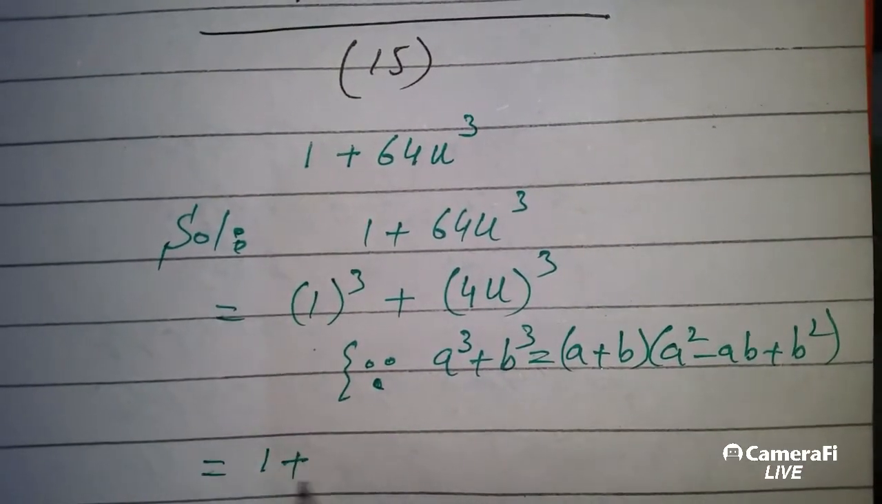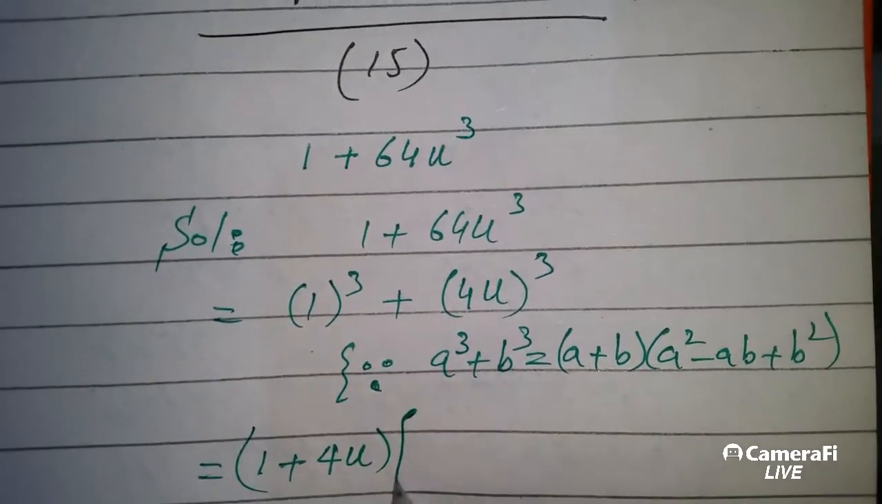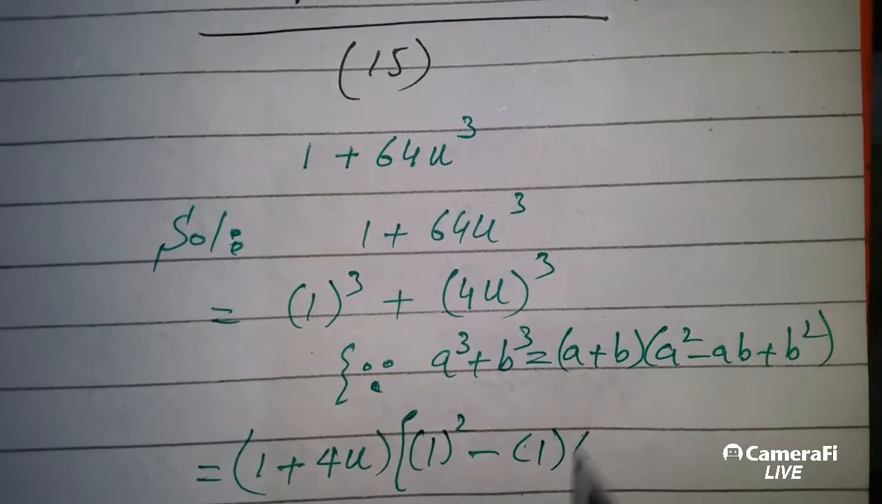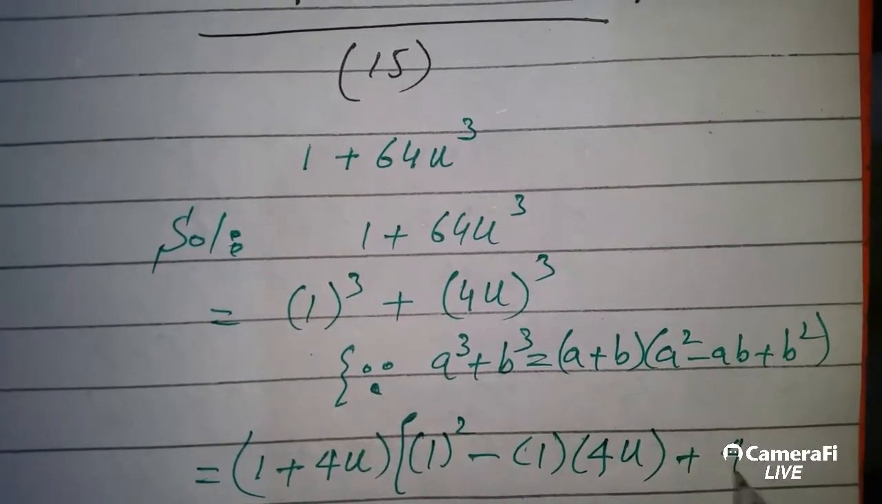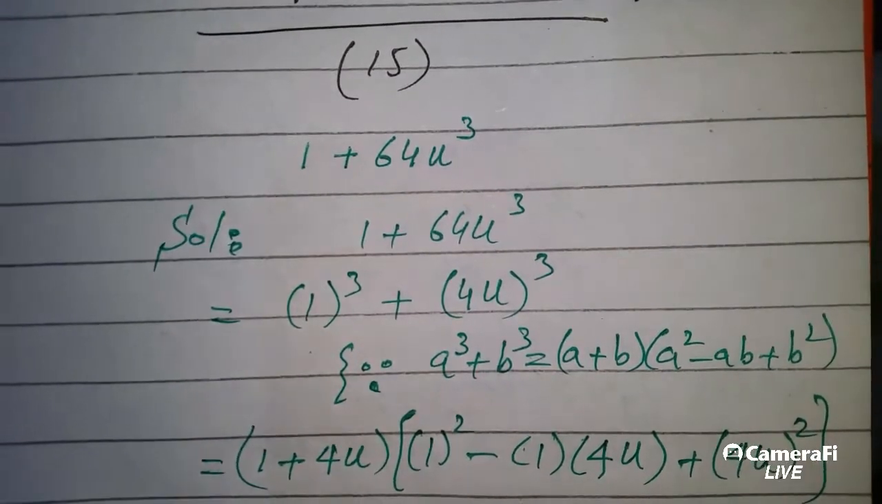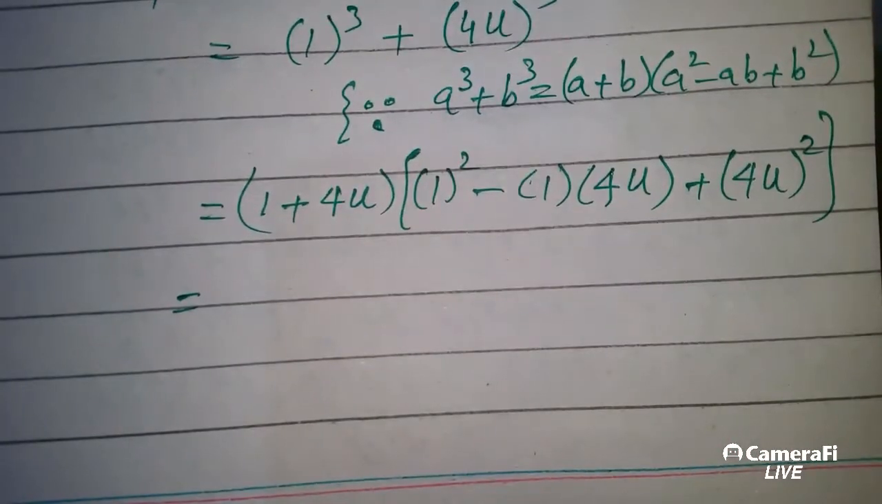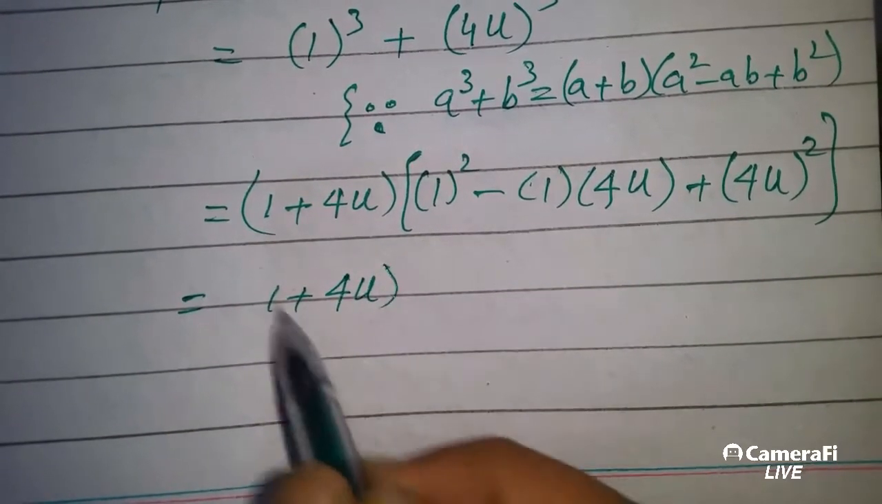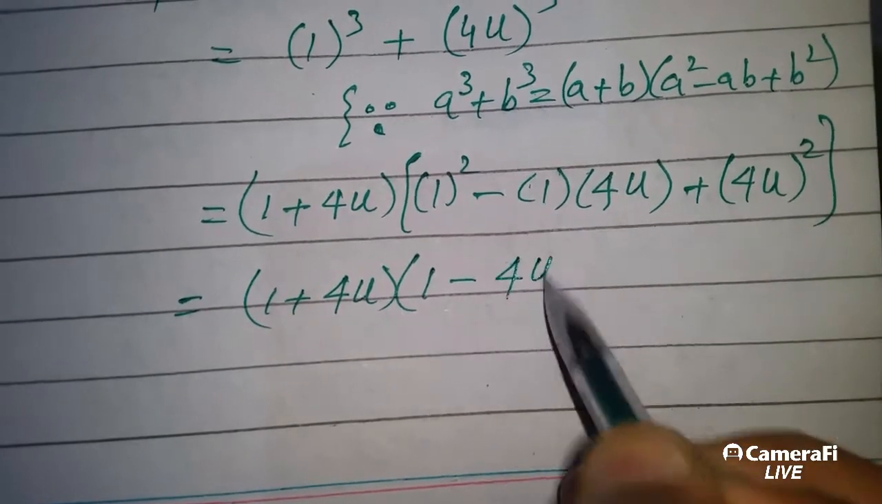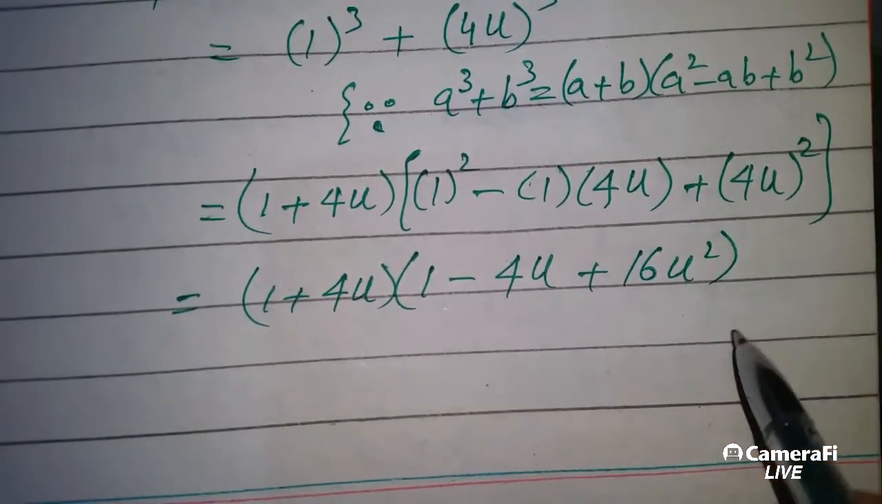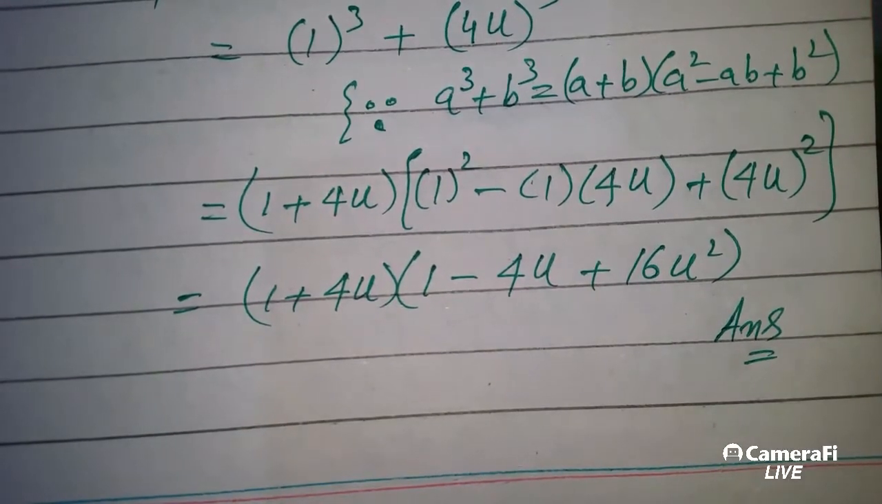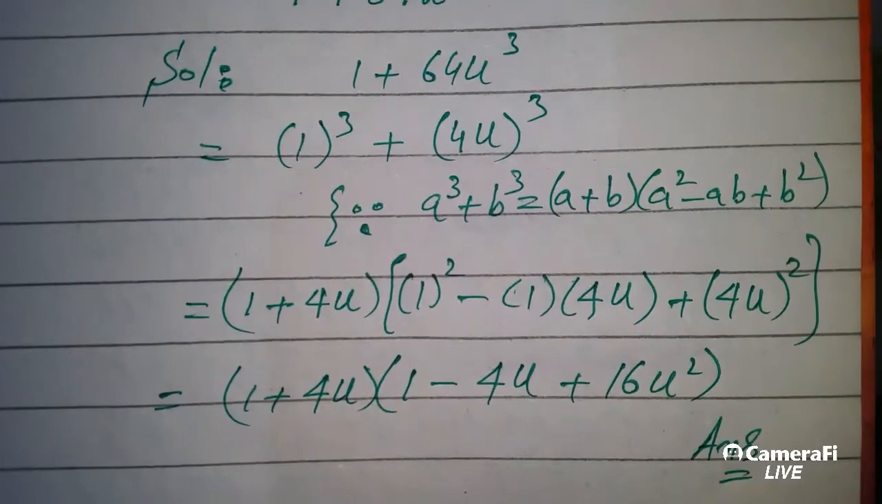Therefore, first term into second term, square of the first term minus first term into second term plus square of the second term. One plus 4u, 1 minus 4u plus 16u square. Question number 16.